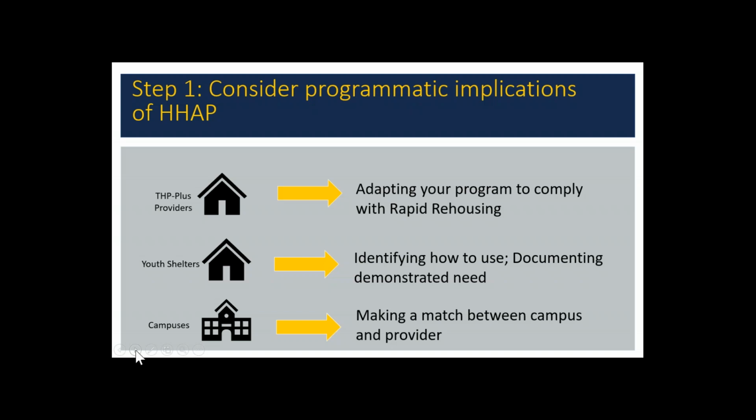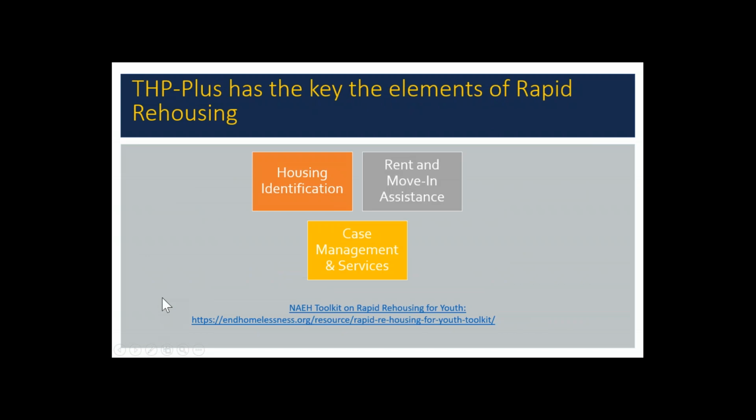For youth shelters, it's really doing what Bill Wilson did, identifying how to use the funding. And then, as Lahela said, if you're thinking of shelter, going through those additional steps to demonstrate need. For campuses, it's making that match between the campus and the housing provider. So let's talk about each of these just a little bit.